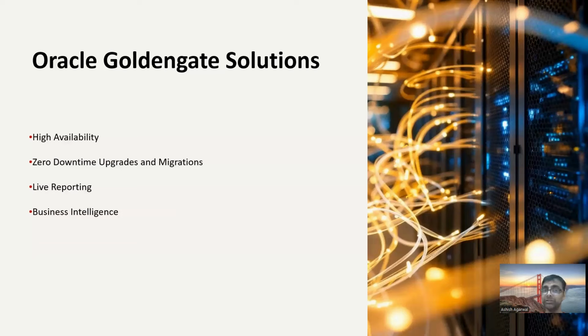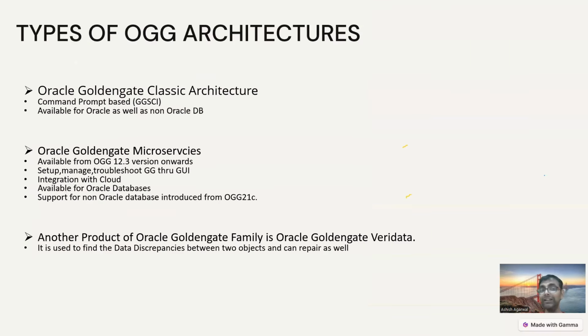Okay. So this is about Oracle GoldenGate. Now let us discuss different Oracle GoldenGate architectures. At the start of this session, I mentioned that this is Oracle GoldenGate classic architecture. So now the question comes: what is Oracle GoldenGate classic architecture, and what are the different types of architectures? Let us discuss that.